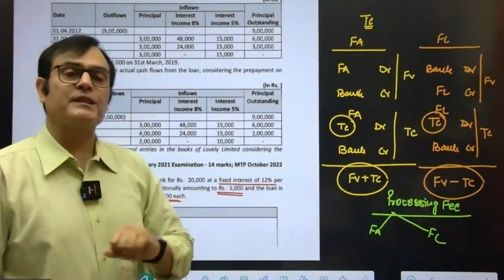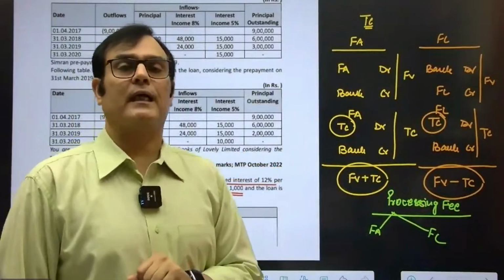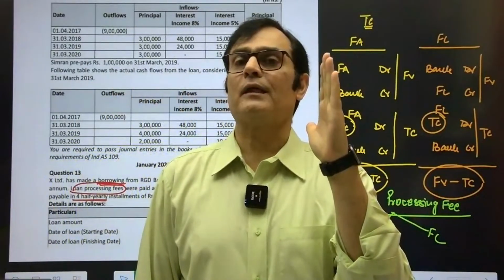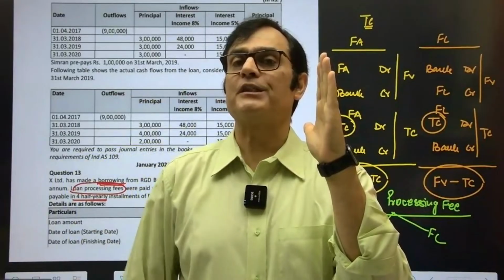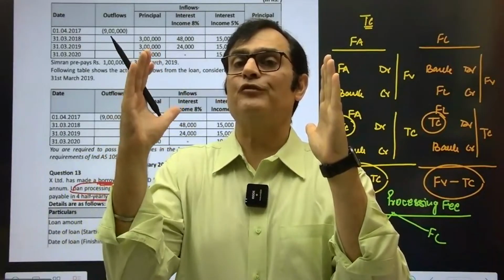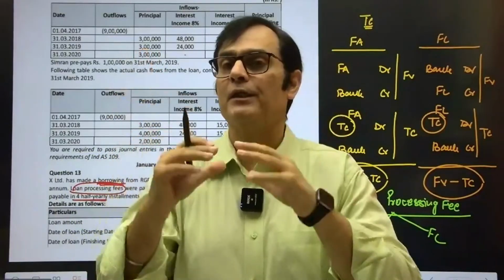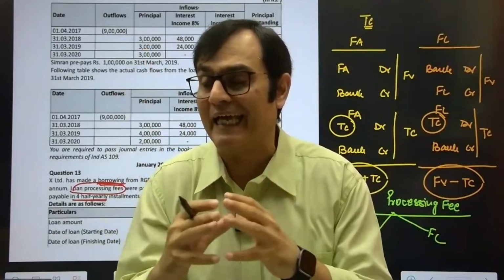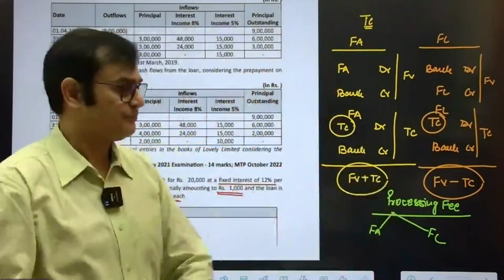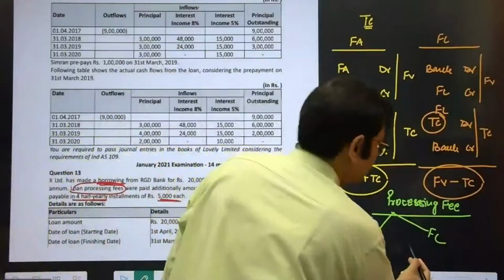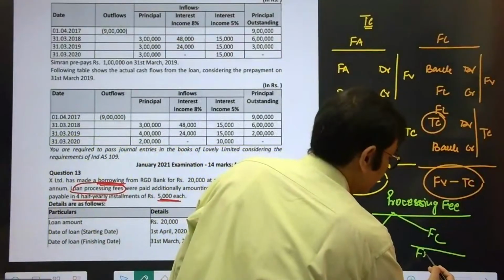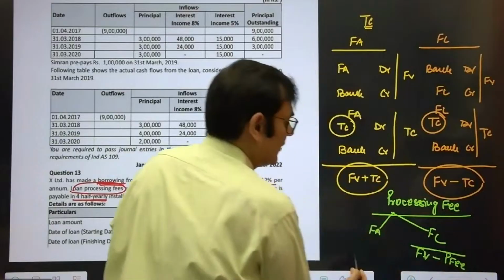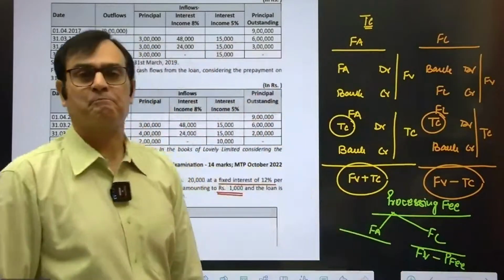I gave a processing fee to the bank. So can I say when I took a loan, the entry is bank debit, financial liability credit. I paid a processing fee, so processing fee debit and bank gets a credit. So what do you think we should do for a financial liability for a processing fee? Add or reduce? Reduce. So I will basically take the fair value, and from the fair value, we'll reduce the processing fees as well.